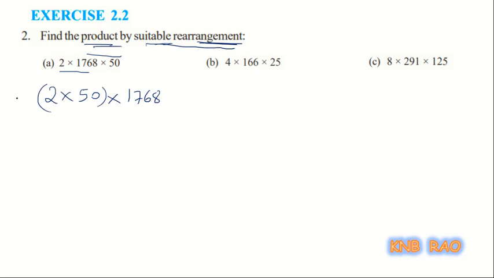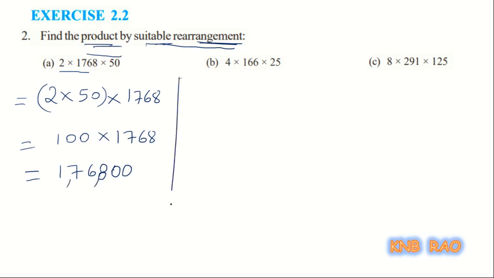Why? Because here the product of 2 and 50 is 100. Multiplying any number by 100 is damn easy, because that number and beside it if I put 2 zeros, the product is over. Now it is 1,76,800 is the answer. That much simple it is. Similarly, you need to recognize in the given multiplicands whose product gives us a number ending in zeros.